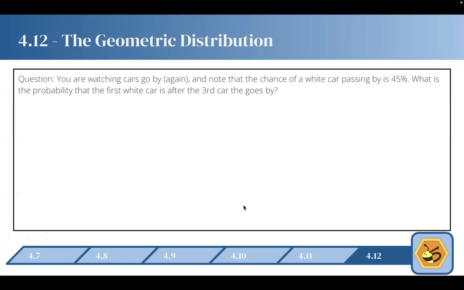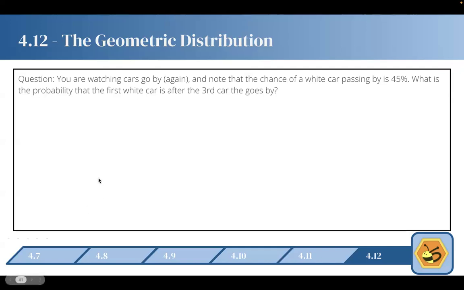So we're watching cars go by again. And note, it's the same first sentence. I don't know why I keep reading it. What is the probability that the first white car is after the third car that goes by? So what we're looking at here is after the third car, right? So we're not looking at what is the probability that the first white car is the third car. We're looking at what's the probability that it's after the third car, right? There are a lot of different ways to do this, but there's one really easy way.